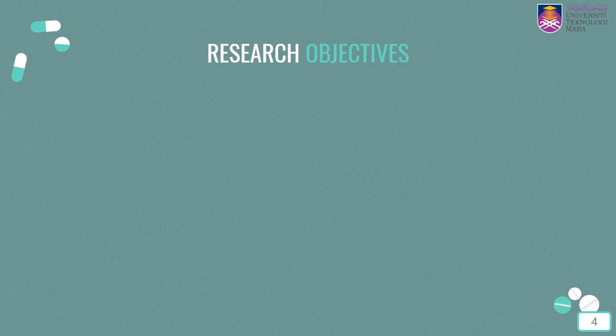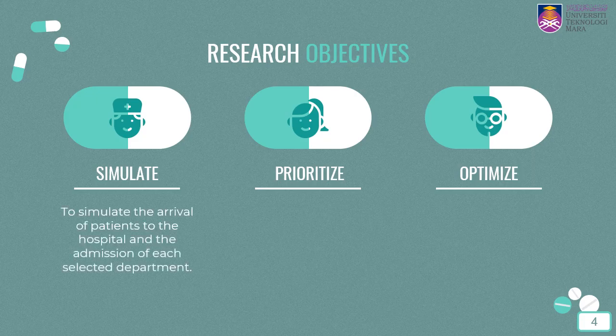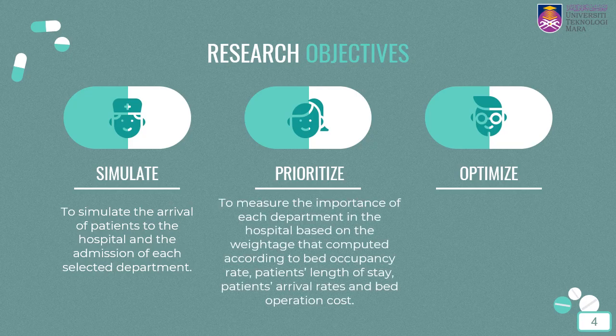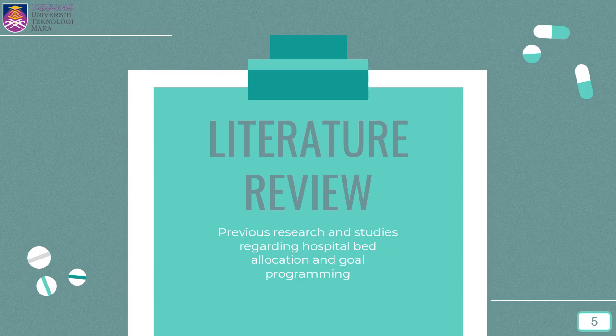In order to solve the issue, this study has put together 3 objectives to be achieved. The first one is to simulate the arrival of patients to the hospital and the admission to each selected department. The second one is to measure the importance of each department in the hospital based on the weightage computed according to bed occupancy rate, patients' length of stay, patients' arrival rates, and bed operation costs. The third one is to formulate a goal programming model that maximizes the usage of limited hospital bed resources and minimizes the operating costs.